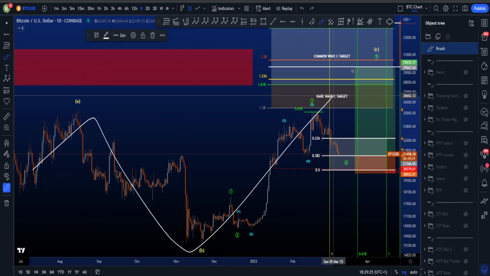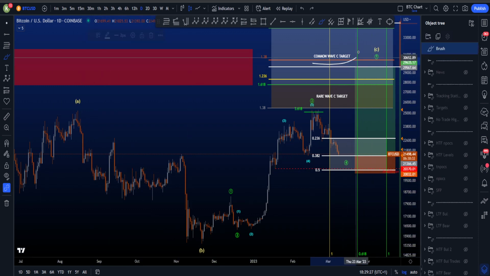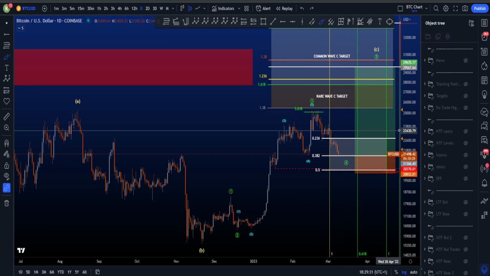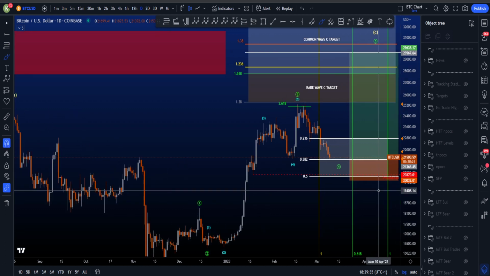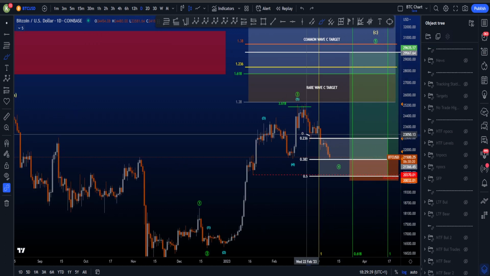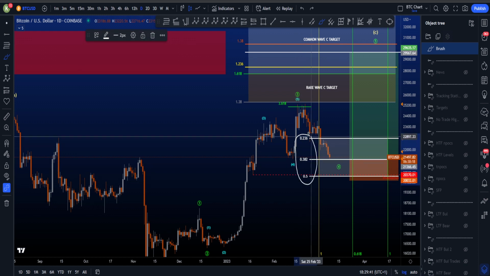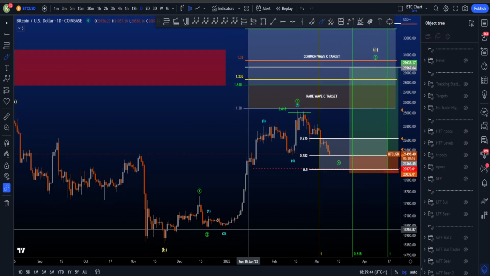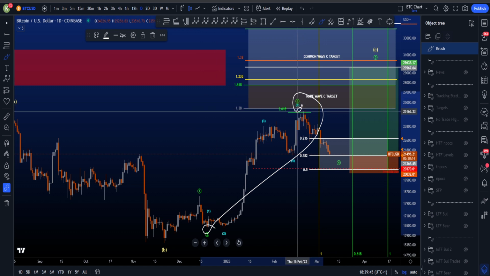So high time frame, I'm looking for this ABC where we didn't yet hit the common wave C target, neither did wave C hit the rare wave C target, so another wave up would be very desirable. However, for a wave 4, the most common target area is this box, which is between the 0.236 and the 0.5 Fibonacci that is pulled from the low of 2 to the high of 3.